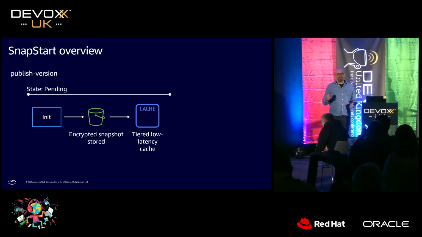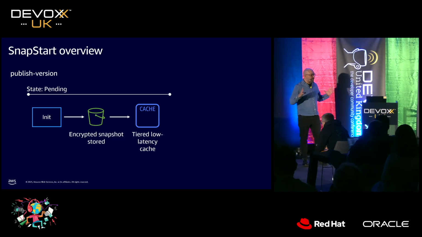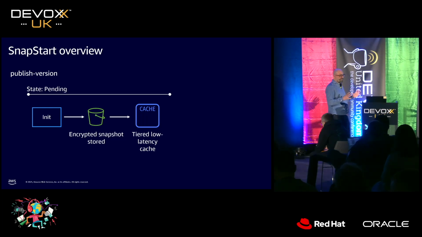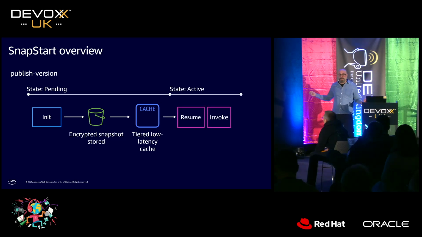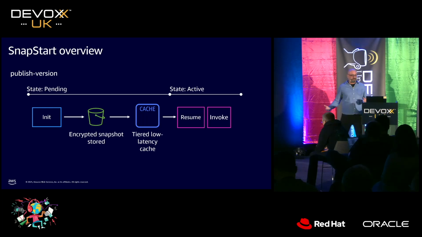When you publish a new version of your application, we're going to do some work. We're going to download your jar, start up a JVM, get some stuff running, and then snapshot the entire VM state. We're going to put that in a tiered cache so we can restore it really, really quickly. And when a request comes in, we pull down a copy of that cache, stick it into a new VM, resume it, and run an invoke.